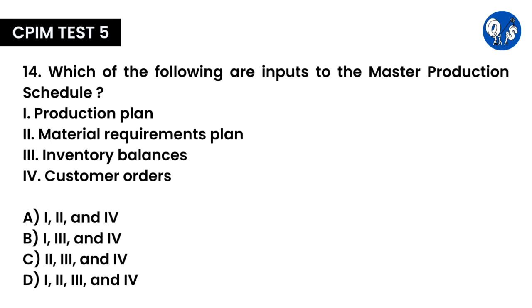Question number 14. Which of the following are inputs to the master production schedule? 1. Production plan. 2. Material requirements plan. 3. Inventory balances. 4. Customer orders. Here option B, which refers to point number 1, 3 and 4 is correct. All the answers are input to the MPS except MRP. The MPS is an input to the MRP system.